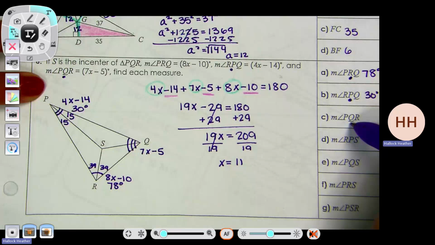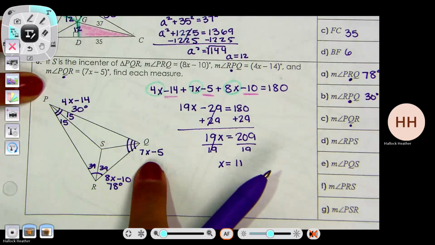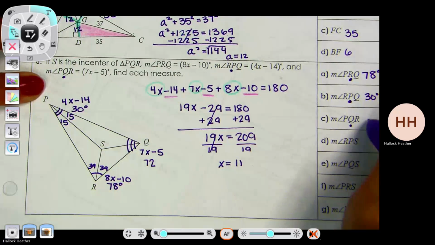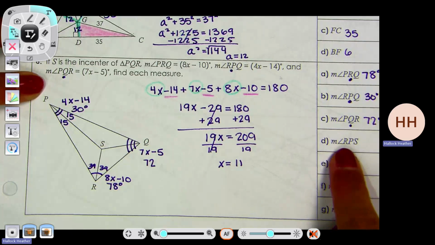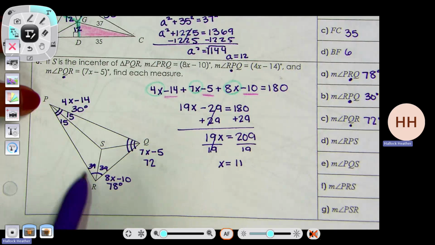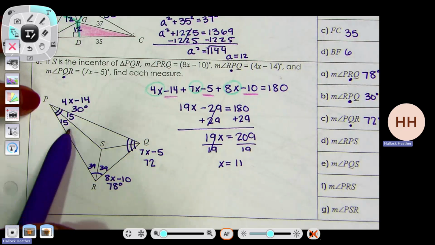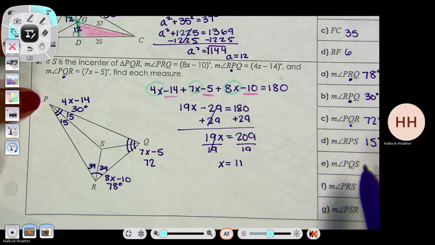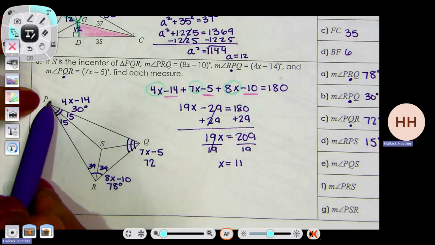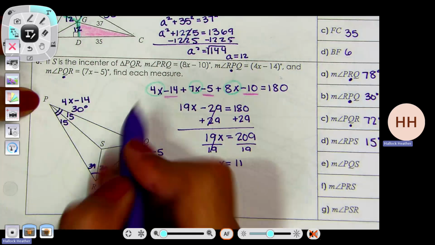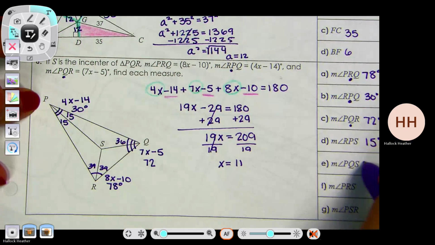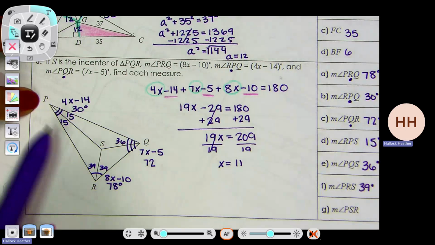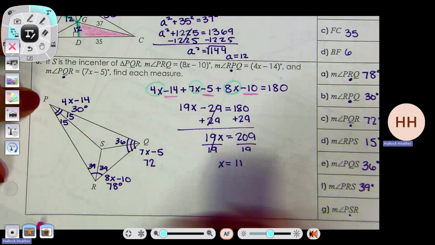The next one says PQR. PQR is the whole thing. So that should be how much? 72. The next one says RPS. So yes, you're still looking at P, but you're starting at R and you're ending at S. So it's just skinny. So it's 15. PQS, P starts here. 36. Q to S is 36. The next one's 39.